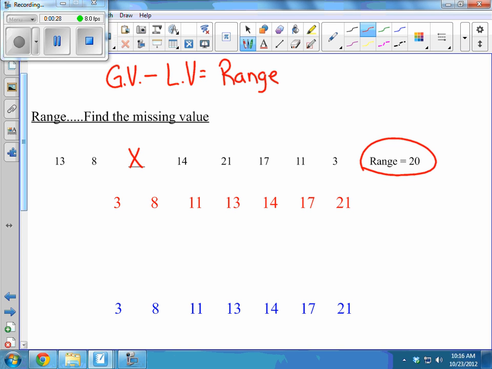The first thing I'm going to do, though, is arrange my numbers from smallest to largest. So let's work in this scenario. Let's say that x is somewhere in the middle. It could be here, it could be in between 8 and 11, 13 and 14, 14 and 17. But no matter where I put that x, my lower value is 3, my greater value is 21, and when I subtract those, I get 18 as the range. And that's not correct because the range is supposed to be 20. So that scenario doesn't work.